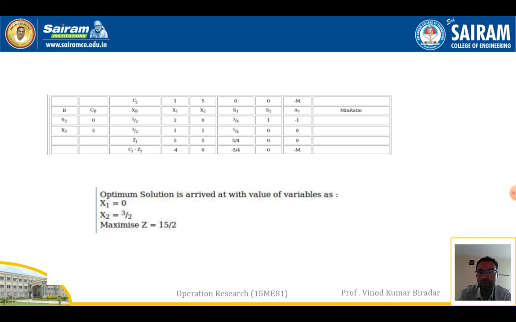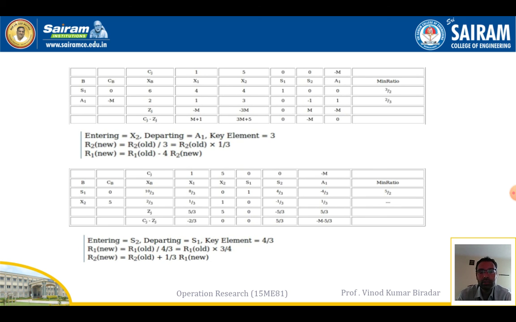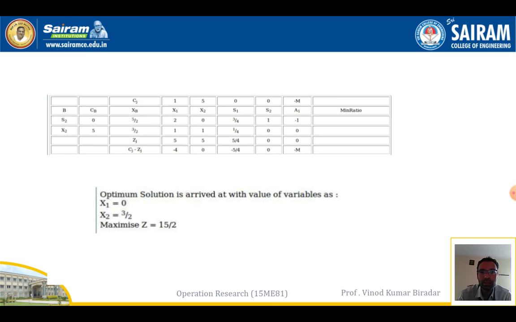Similarly use that formula, write the cb coefficient, and solve as you did in the previous two methods to construct this third simplex table. The zj value you get is 0 into 2 plus 5 into 1, you will get 5, like that to solve. And for cj minus zj, you subtract zj from cj, you get minus 4, 0, minus 5 by 4, 0, minus m.